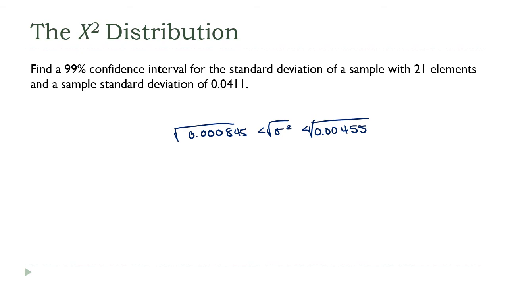If you do that, we get 0.029063 is less than sigma, which is less than 0.067414. And again, you do a quick reality check. Yes, 0.0411 is between those two numbers. So let's take a step back. If you want to find a confidence interval for the standard deviation, you find a confidence interval for the variance, and then just take the square root. And there's your answer.